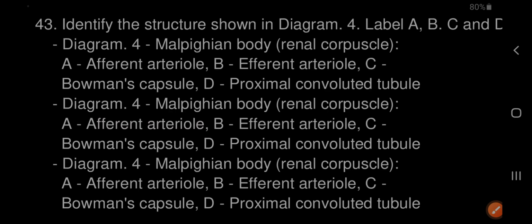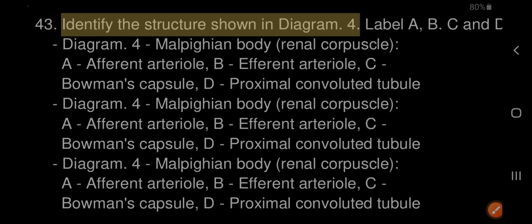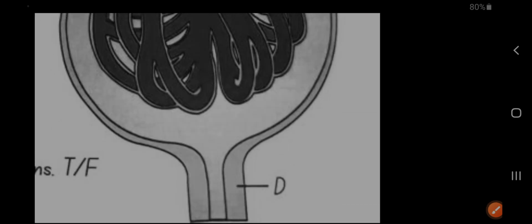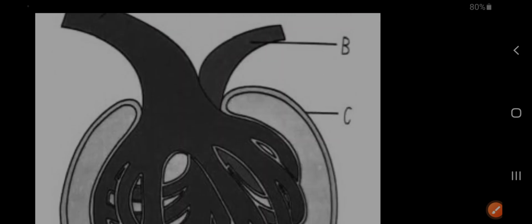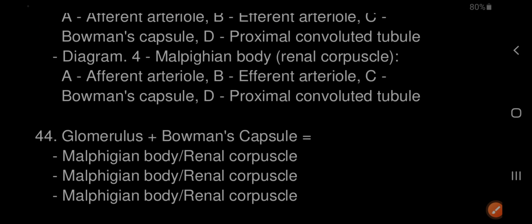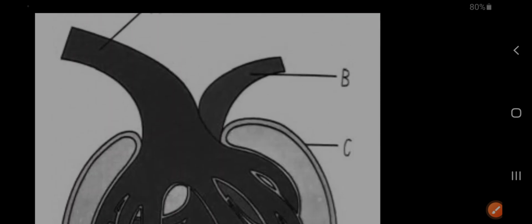43. Identify the structure shown in diagram 4. Label A, B, C and D. Malpighian body, renal corpuscle. A. Afferent arteriole, B. Efferent arteriole, C. Bowman's capsule, D. Proximal convoluted tubule.